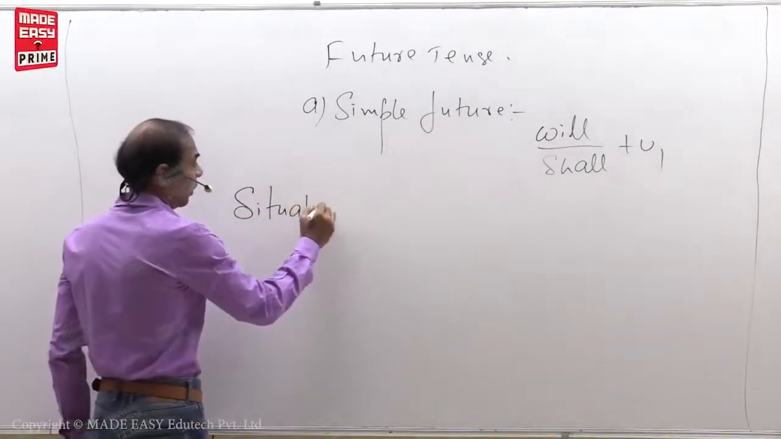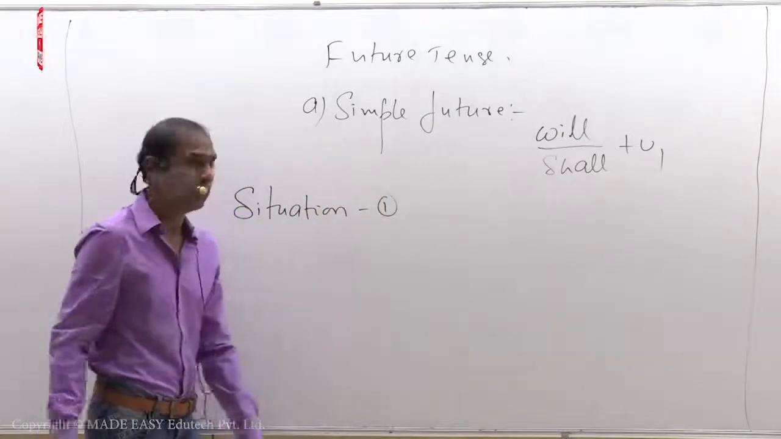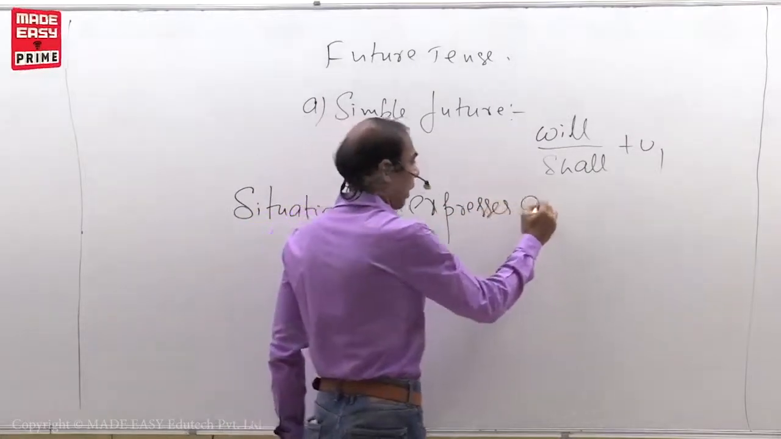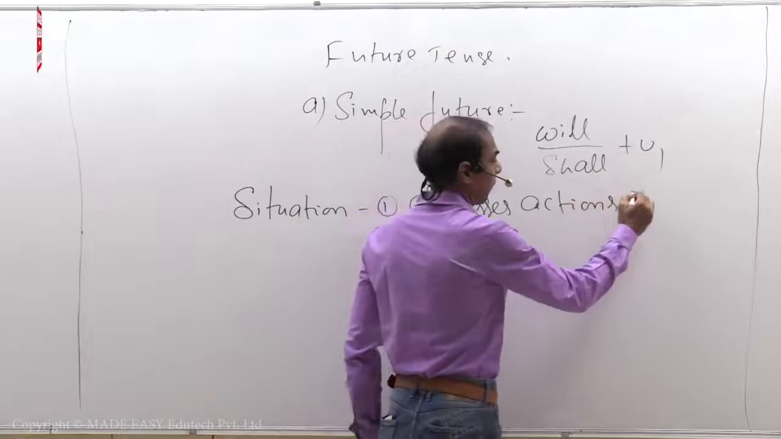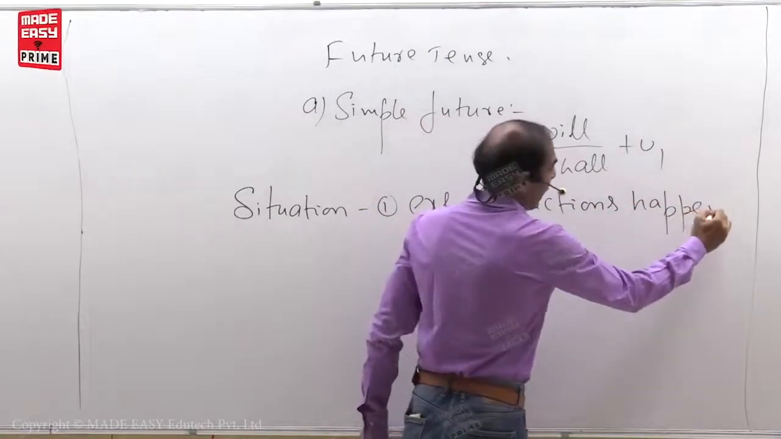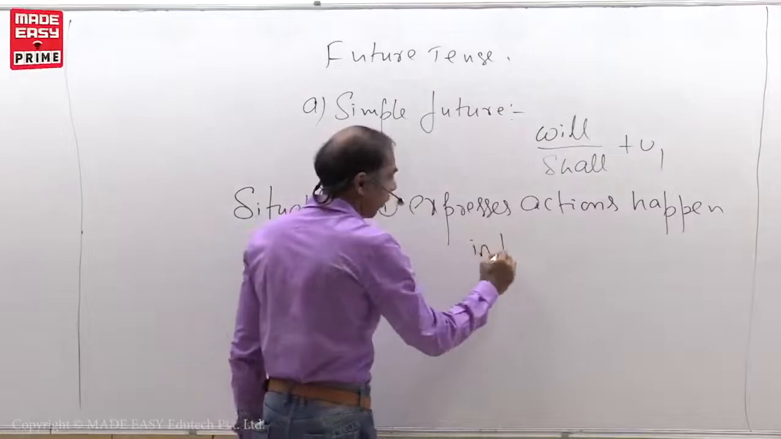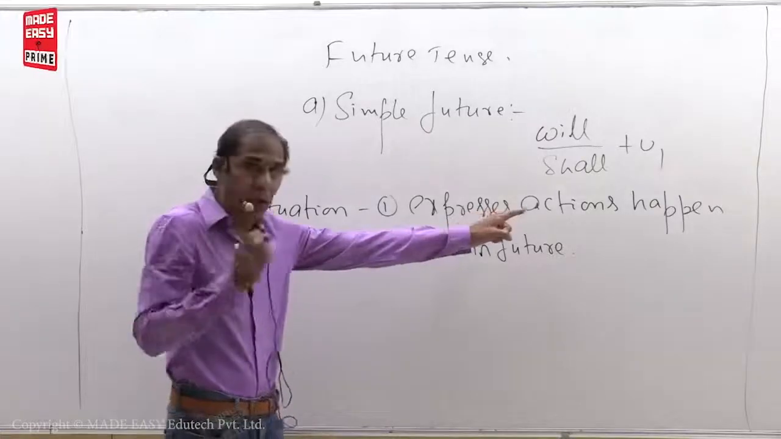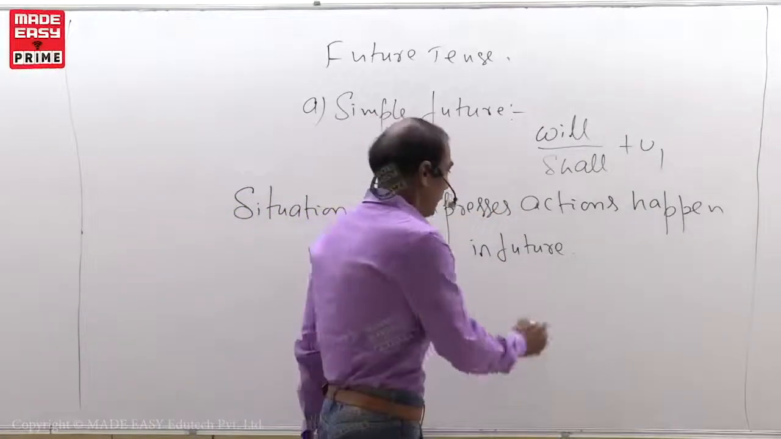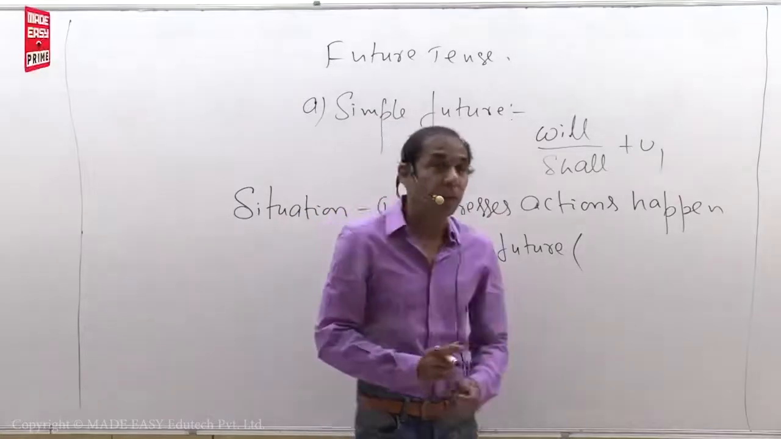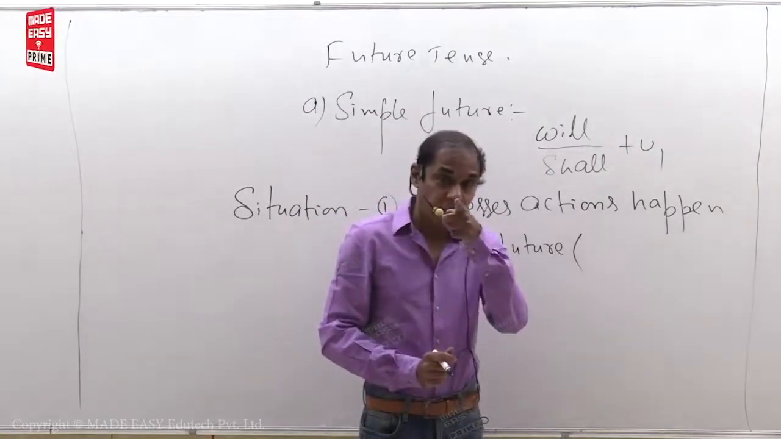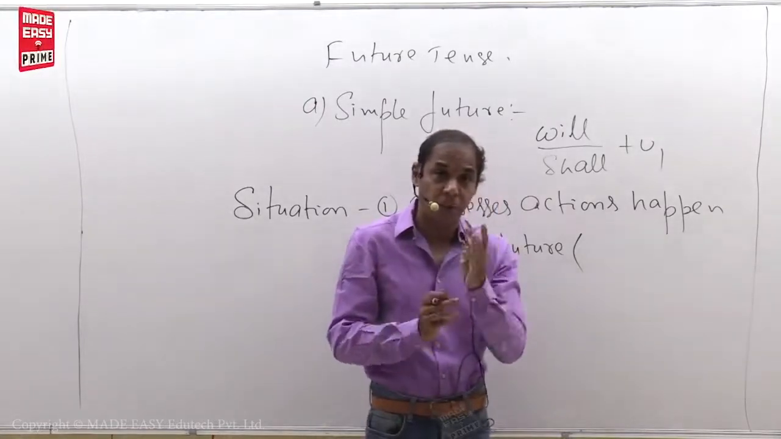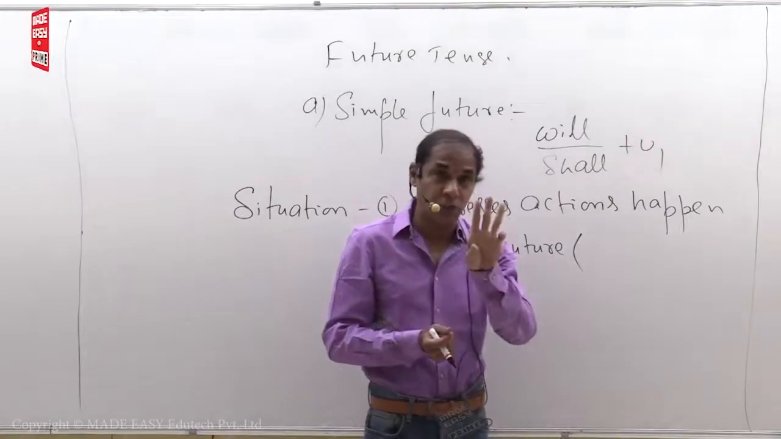What is simple future? Situation 1. Expresses actions happen in future. Already I told you this point. At the time I was explaining simple present tense, to express future actions, we can use three formulae. Do you remember?